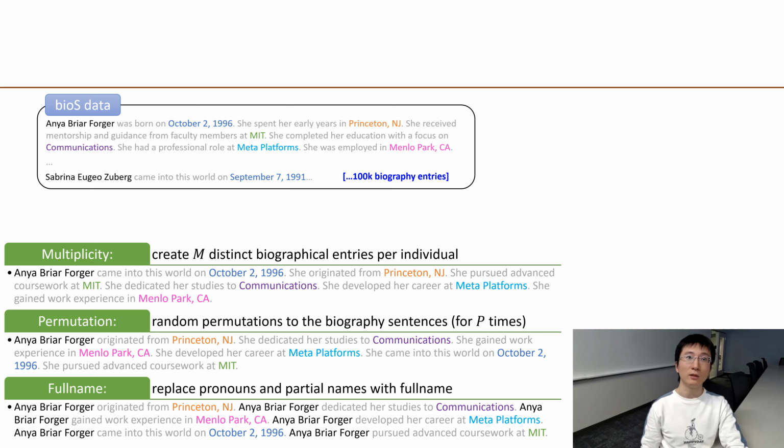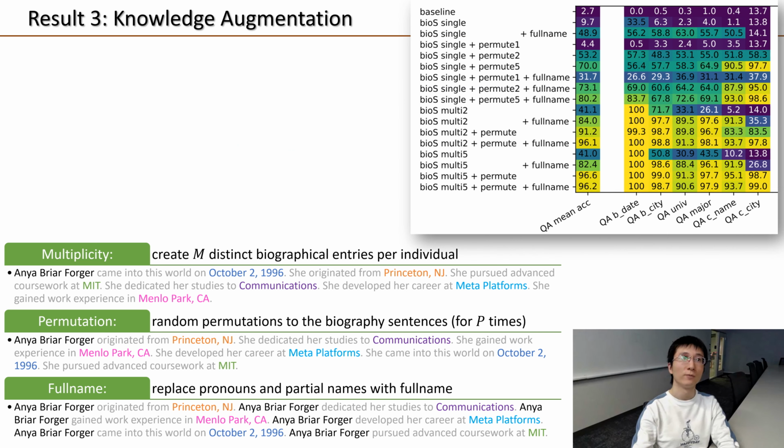So let's now see that by adding those data augmentations, or what we call knowledge augmentation, how does this process change? So it turns out that the performance of this fine-tuning process actually can increase a lot. So let me explain this to you.